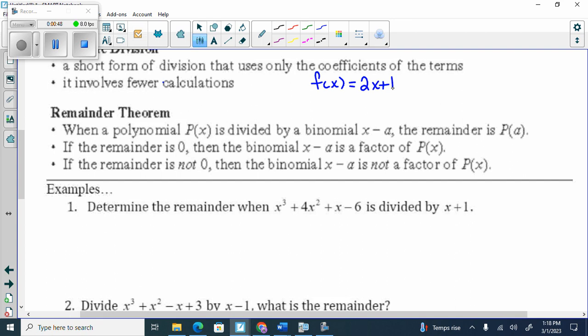Okay? So if I gave this to you in grade 10 and I said, okay, x is 4. What is y? You could say, okay, x is 4. So I go f of 4 equals 2 times 4 plus 1, and then it equals 9. So now I have f of 4 equals 9.